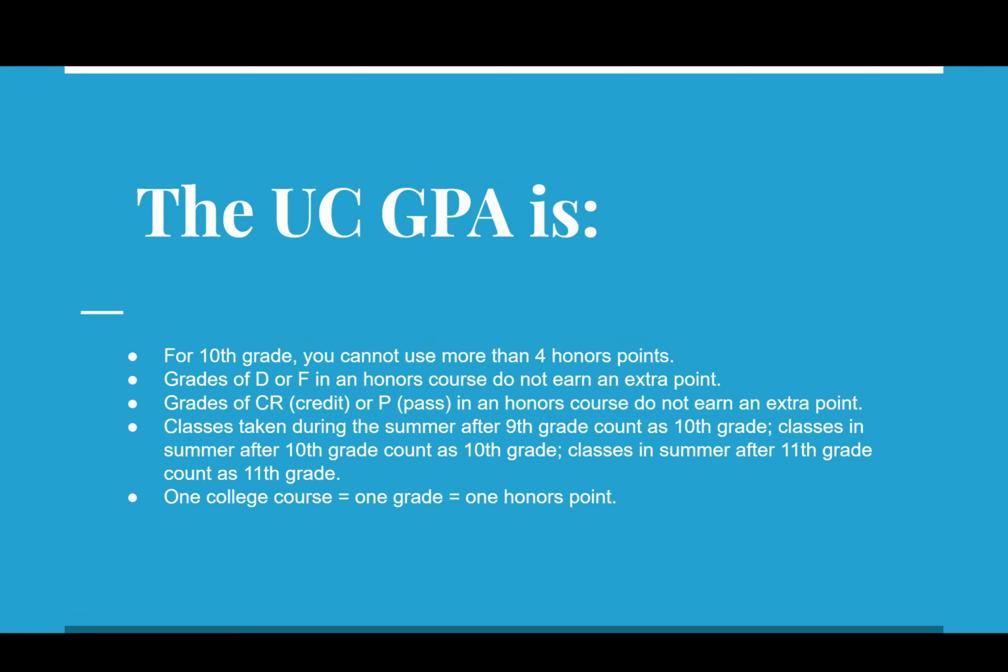Classes taken during the summer after 9th grade count as 10th grade. Classes in summer of 10th grade count as 10th grade, and classes in summer after 11th grade count as 11th grade. For UCs, one college course is 1 grade and 1 honors point. This is a little different for CSUs, and we'll look at an example for each in a little bit.